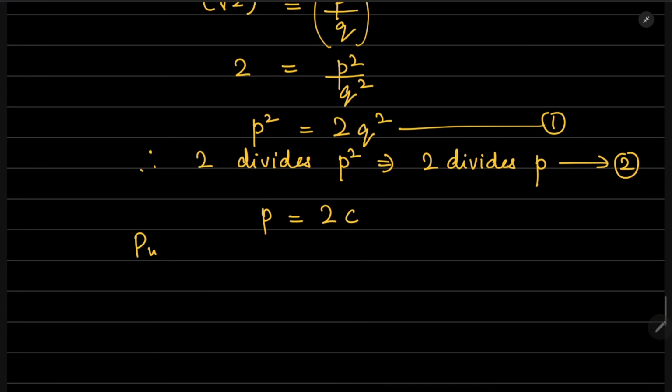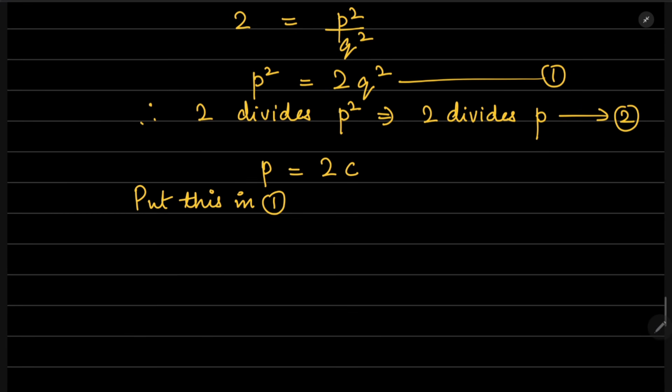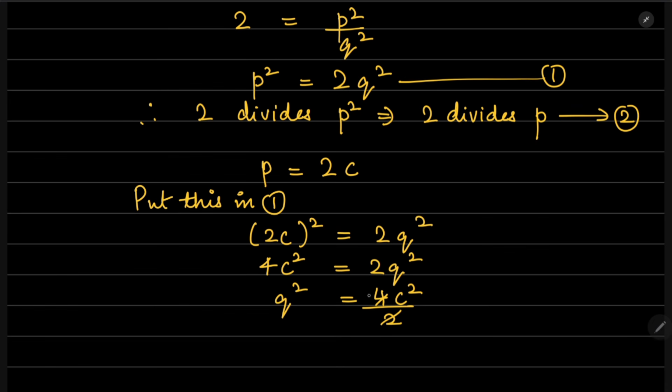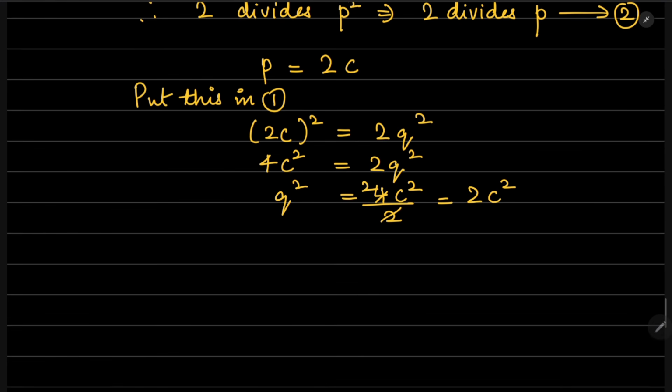Now put this in equation 1. When you put 2c in equation 1, replace P with 2c. So 2c the whole square equal to 2Q square. So 4c square equal to 2Q square, or Q square equal to 4c square by 2, which is 2c square. So this shows 2 multiplied by some value is equal to Q square. So 2 divides Q square, which implies 2 divides Q.